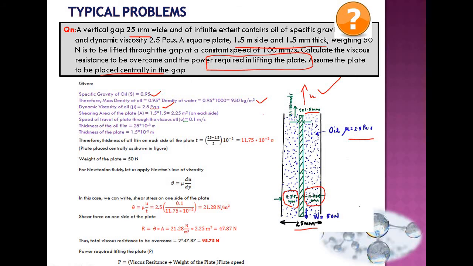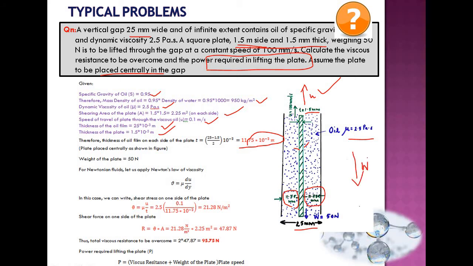Then what is the shearing area of the plate? That means the surface area, left side as well as right side surface area of the plate. It's a square plate, so the width is 1.5, so you can take 1.5 into 1.5 on each side, it will be 2.25 meter square. Okay, velocity 0.1 is given. Thickness of the oil film is given, and thickness of the plate is also given. As I already told, the thickness of the oil film on each side of the plate is 11.75 into 10 raised to minus 3 meter or 11.75 millimeter. Weight W of the plate is vertically acting downwards.